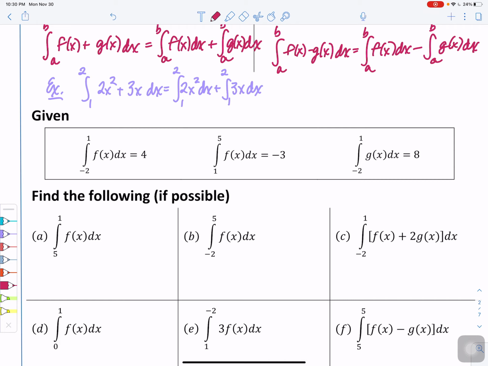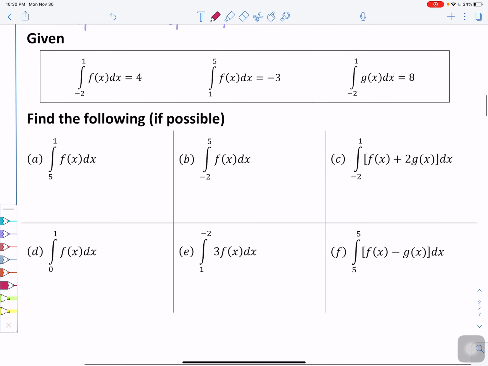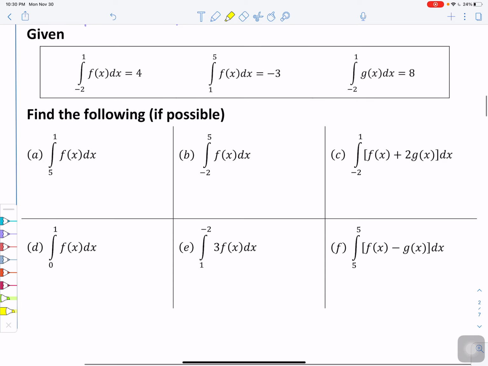Okay, so let's go ahead and work this last part. I think you'll really like these problems. We are given some integrals. Now, we don't know what f of x is, but they tell us that the integral from -2 to 1 is 4, and the integral from 1 to 5 is -3. Those were for f of x. And then the integral from -2 to 1 of g of x is equal to 8. So let's see what we've got.